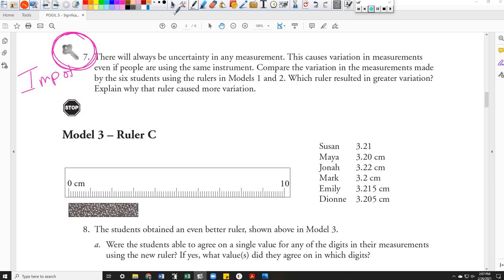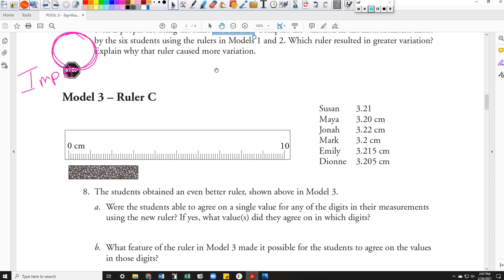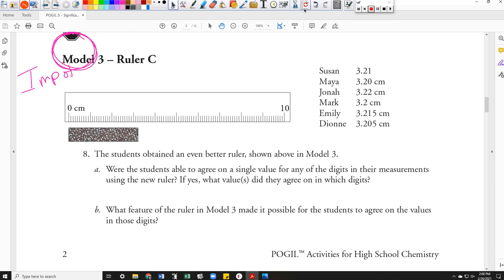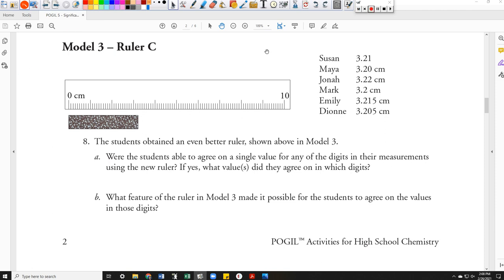Okay? Now, ruler C, is it the best or the worst of what you've been given so far? The best. Very good. Okay. So now, were the students able to agree on a single value for any of the digits? Yes. Was it 1 or more than 1? So it was the 1's place and what? The 10's place. Does everybody agree with that?